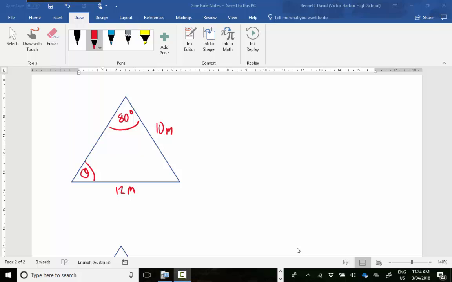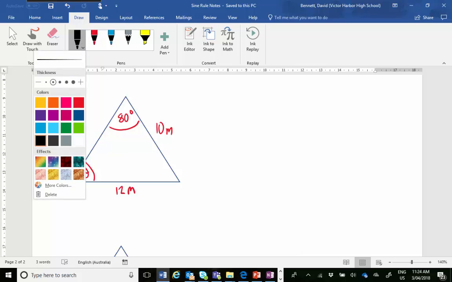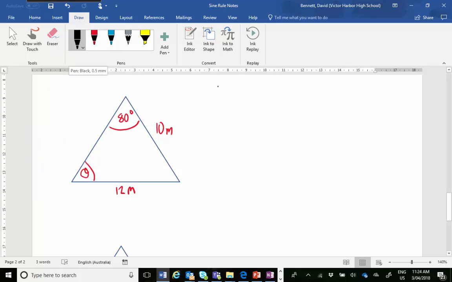G'day guys, today's video we're going to be looking at the sine rule, but in this case we're going to be looking at finding angles. Now you'll find what we're going to do here will be almost exactly the same as what we did in the other one, but we've got an extra step.